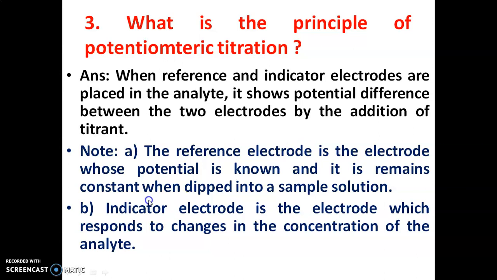The second one is the indicator electrode. It is an electrode which responds to changes in the concentration of the analyte. Here the reference electrode remains constant, and the indicator electrode responds to changes in the concentration of the analyte.